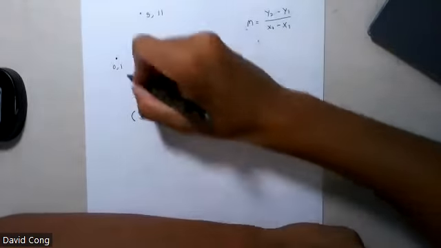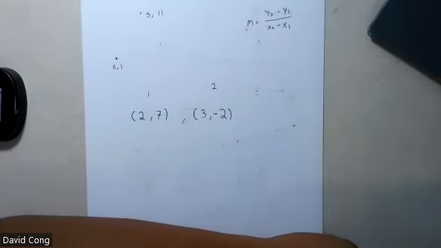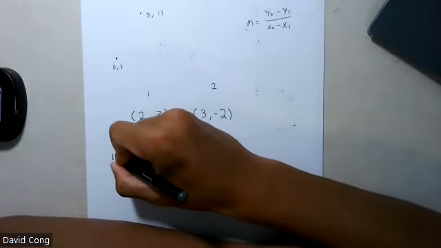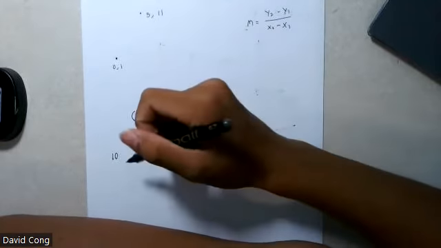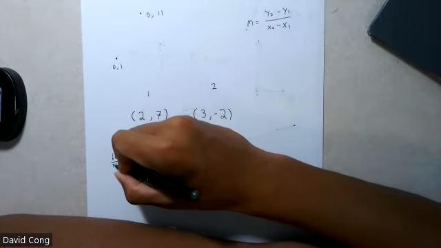Let's look at how much y changed. This was 1, this is 11. So y increased by 10. Let's see how much x changed. X was 0, and now this is 5. That means x changed by 5.